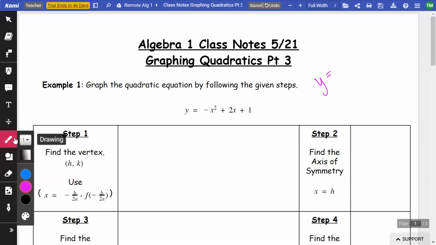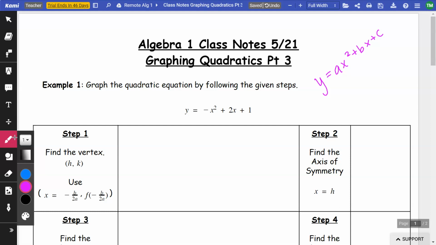Today we're going to continue our work with graphing quadratic equations in standard form. Just as a reminder, standard form looks like y equals ax squared plus bx plus c. But today we're going to do the more challenging equations, the ones that can't be factored to find the x-intercepts. So we're going to have to use the quadratic formula today.